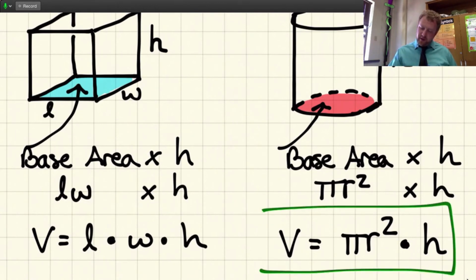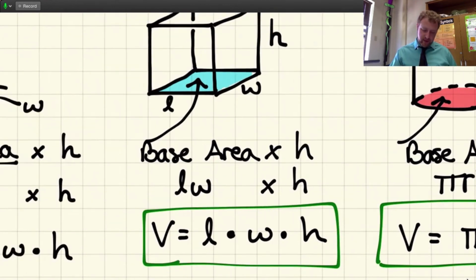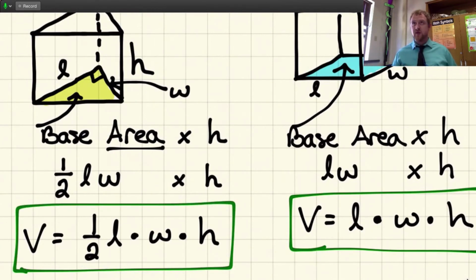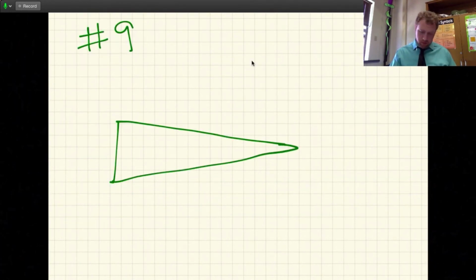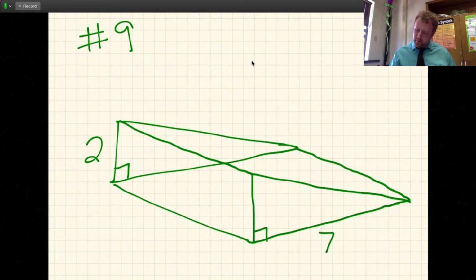So in theory, I have 3 formulas. I have one for cylinders, one for rectangular prisms, and one for triangular prisms. We're going to do one problem in class together because we have just a little bit of time. And they tell me this is 2. Just try drawing it.